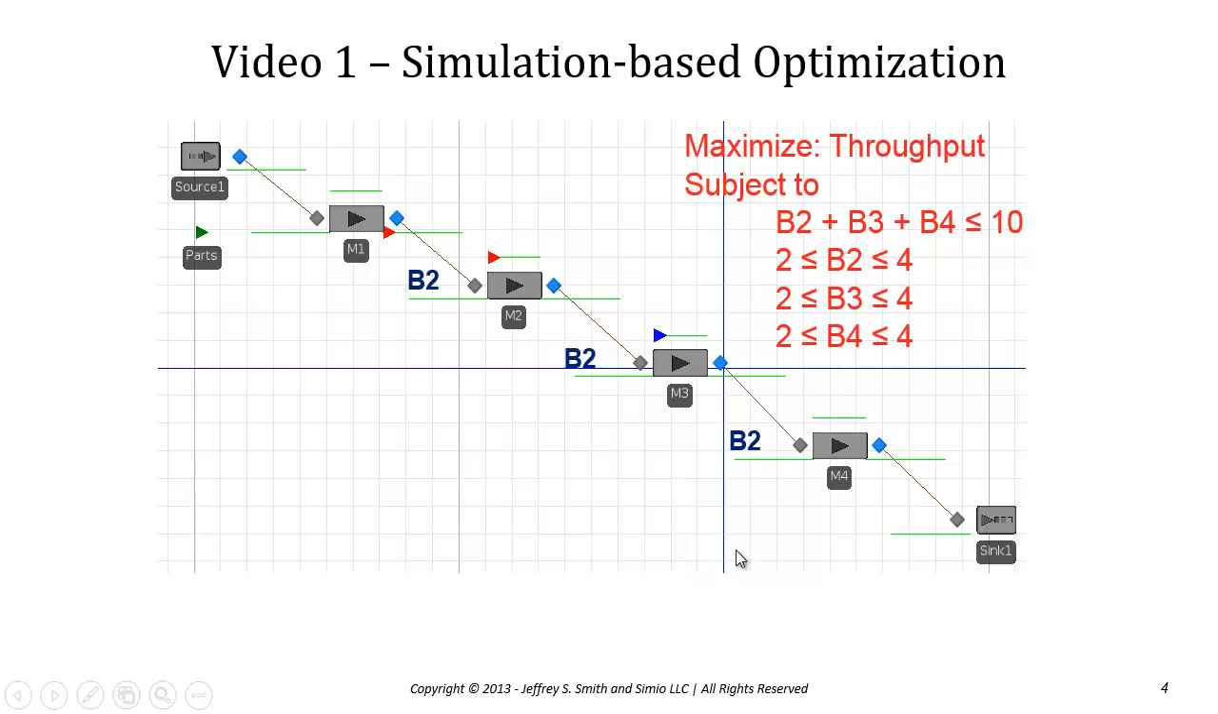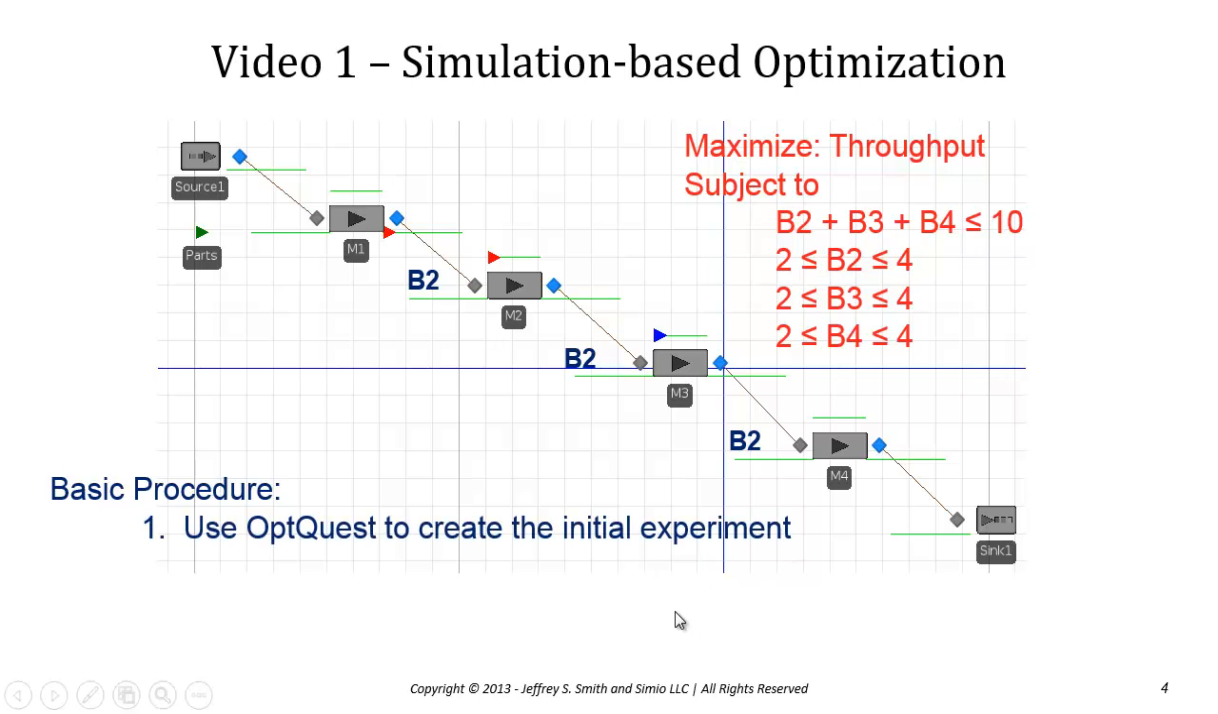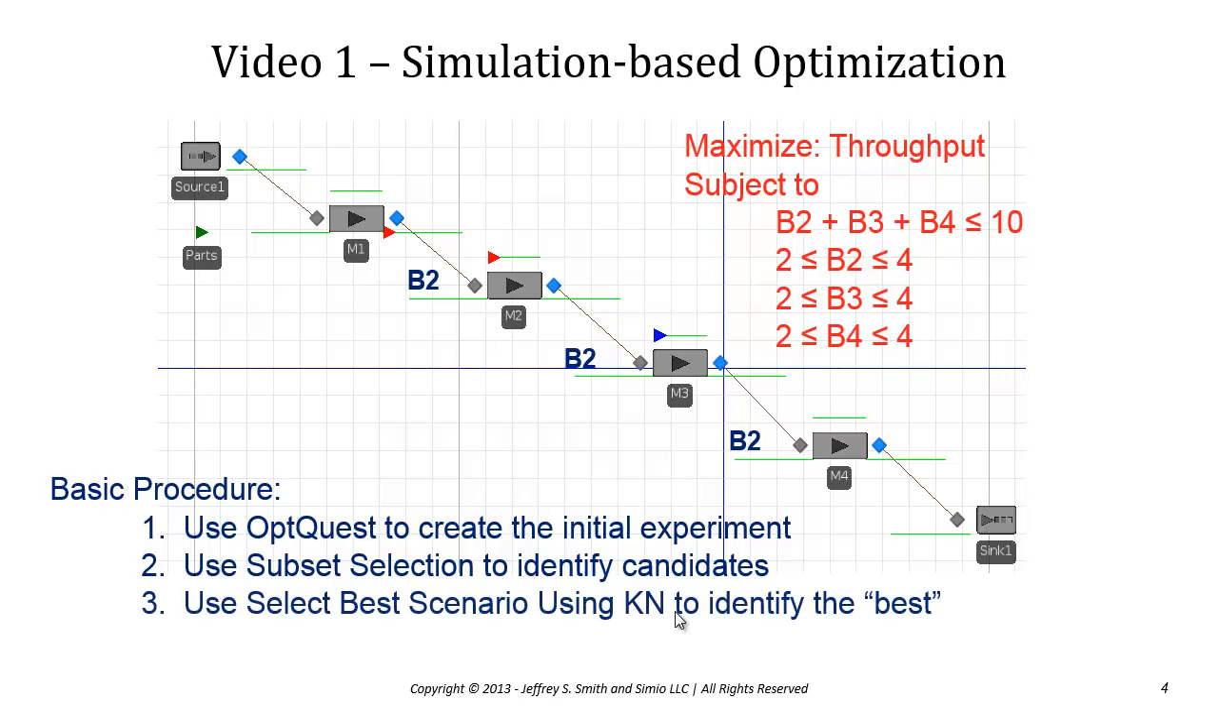And so within Simio, the basic process that we're going to follow usually involves 3 steps. The first thing we're going to do is use a Simio add-in called OptQuest to create and run our initial experiment. Then we'll use the subset selection tool to identify candidate solutions. And finally, we'll use another add-in, select the best scenario using KN, to identify the best from among our candidate solutions. So let's get started with our Simio model.